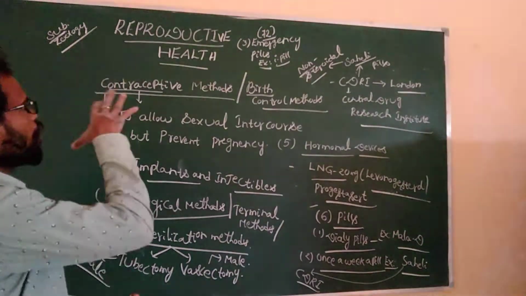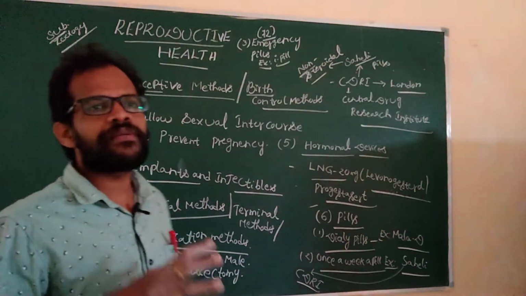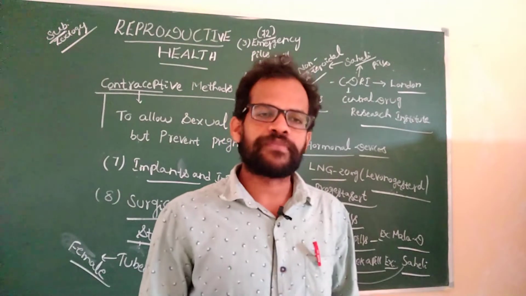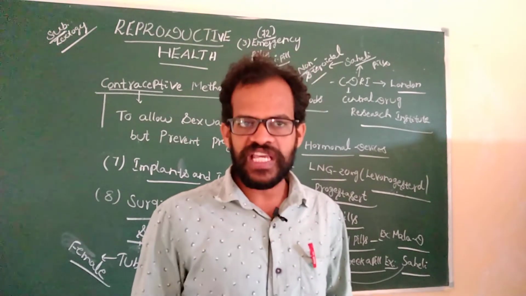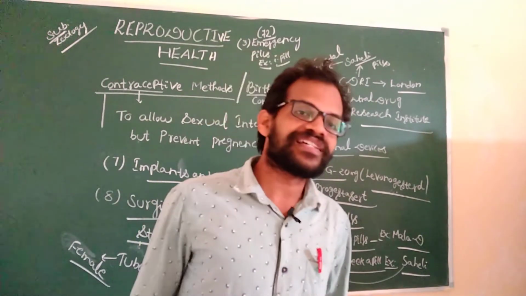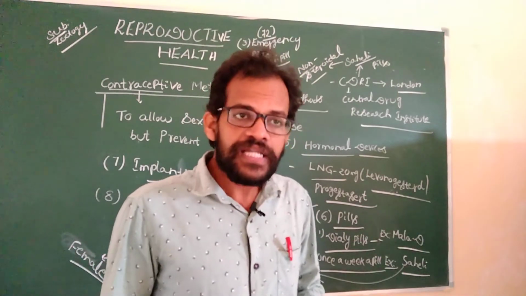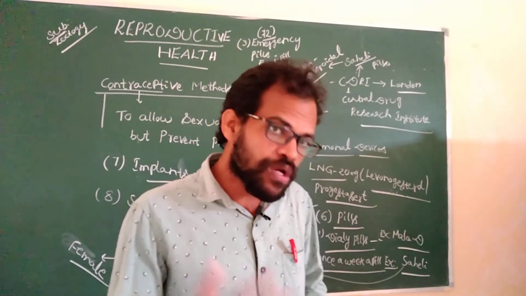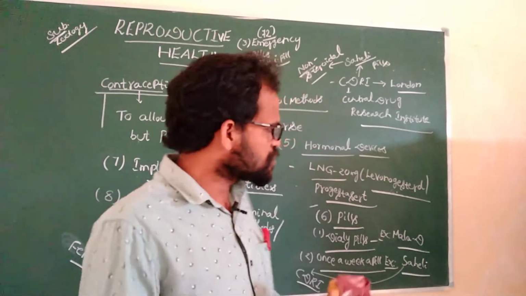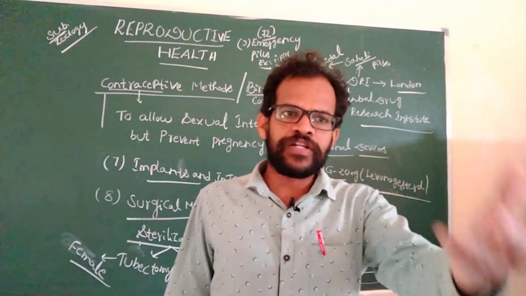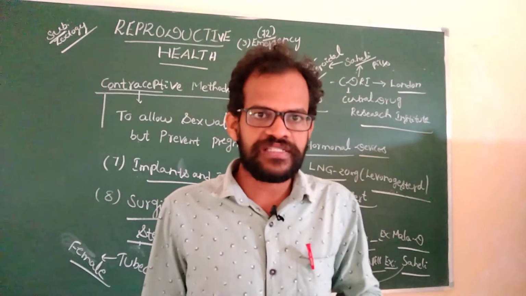Okay, all these methods are only helpful to prevent pregnancy. Sexual intercourse is allowed. With awareness of these contraceptive methods, India's population also decreases. They are used by couples who already have two children.